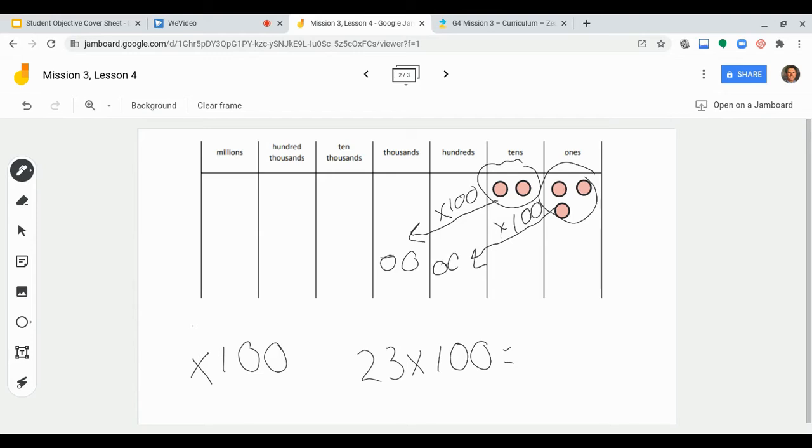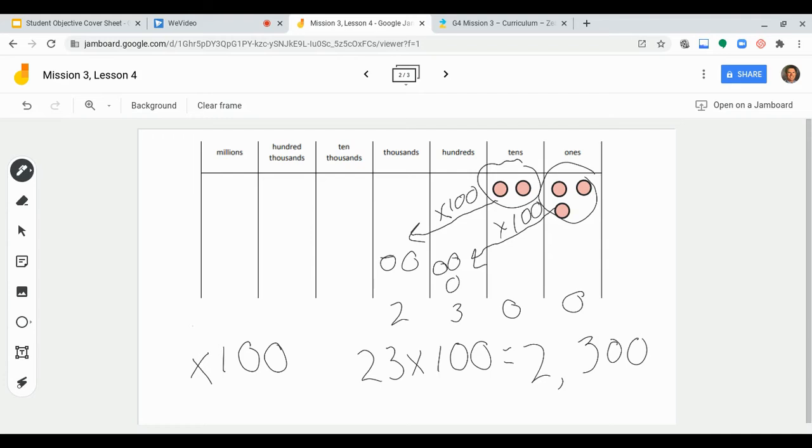And they become 3 hundreds. All right. And what number is that now? Well, I have 2 thousands, I have 3 hundreds, I have 0 10s, and I have 0 1s. So what number is that? 2,300. 2,300.